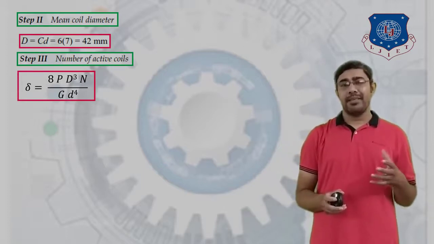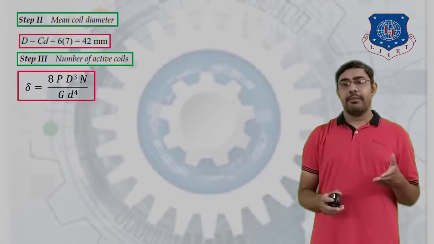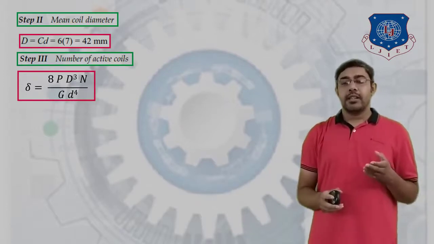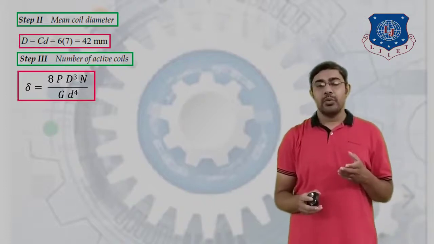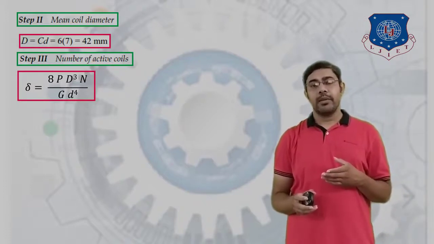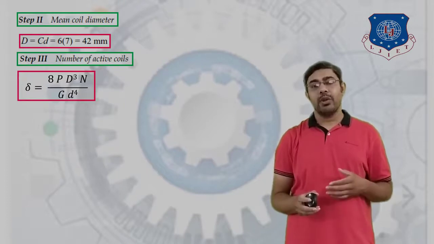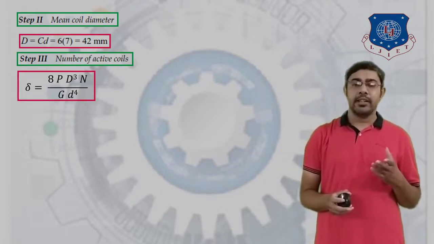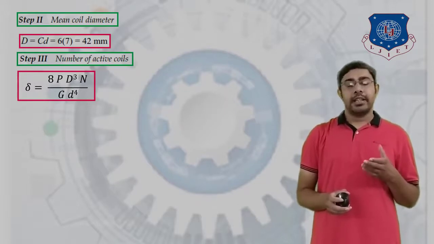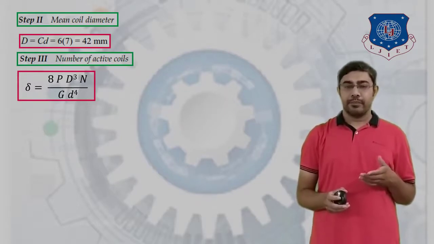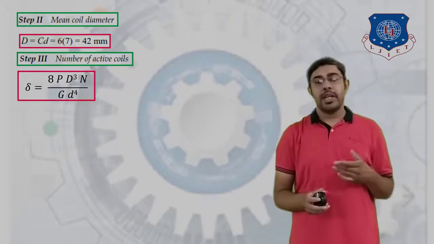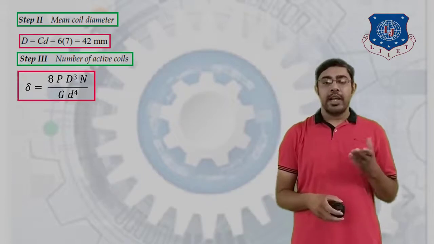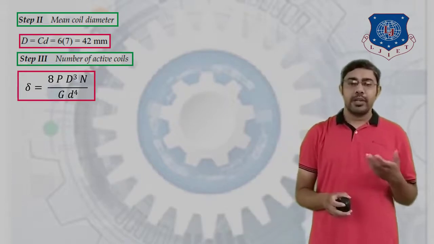Here the approximate deflection is given, that is 30 mm. So delta is equal to 8PD cube into capital N divided by GD raised to 4. Here capital N is the number of active coils, and we calculated capital D and small d, and also P and delta are given in our problems, and G is nothing but the pi by 32 raised to 4.